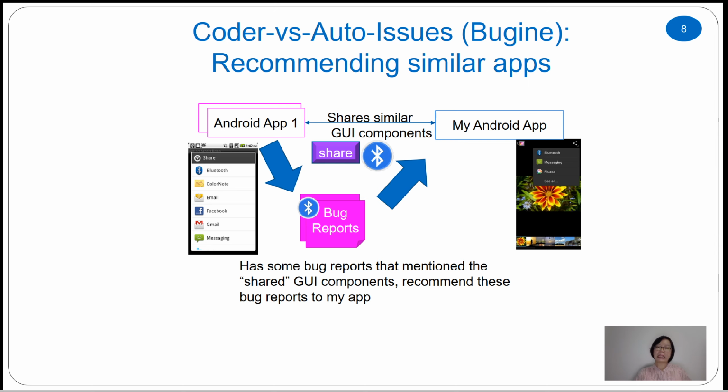Students found that the settings that we tried in the classroom were actually quite time consuming for searching for similar bugs. We propose a new approach called Bugine that tries to recommend similar apps. We measure similarity by looking at whether the apps that we have in our database and the app under test share some similar GUI components. And when an app in the database has a bug report that mentions the shared GUI components, we will try to recommend these bug reports to my app under test. The details of Bugine can be found in our paper.